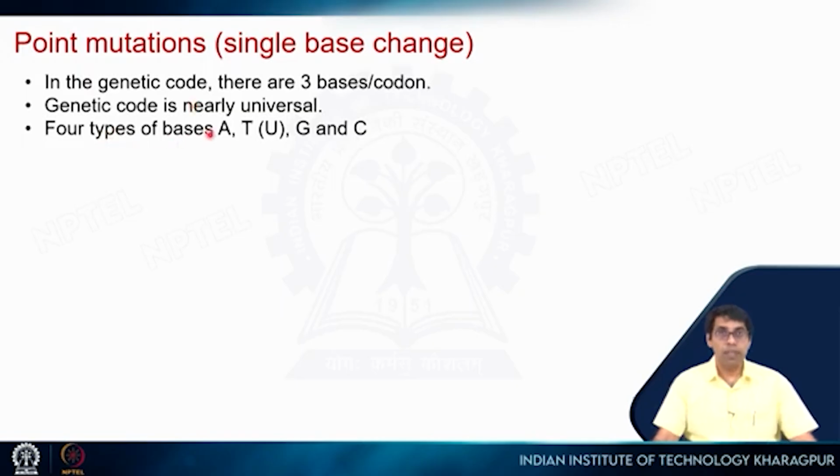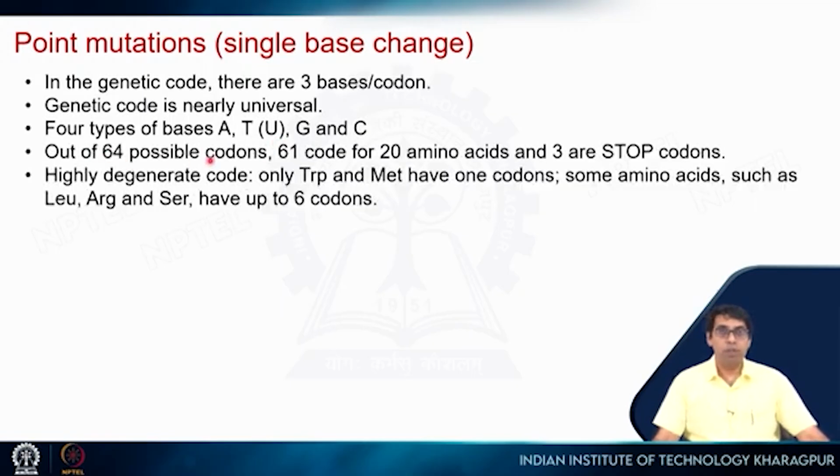There are 4 types of bases: A, T, G and C. If you consider RNA, then it will be A, U, G and C. Out of the 64 possible codons, 61 code for 20 amino acids, and 3 are stop codons. The code is highly degenerate. Only tryptophan and methionine have 1 codon, right. Some amino acids such as leucine, arginine and serine have up to 6 codons. I said isoleucine has 3 codons, and there are other amino acids which have 2 and 4 codons, right. So it is a highly degenerate code.